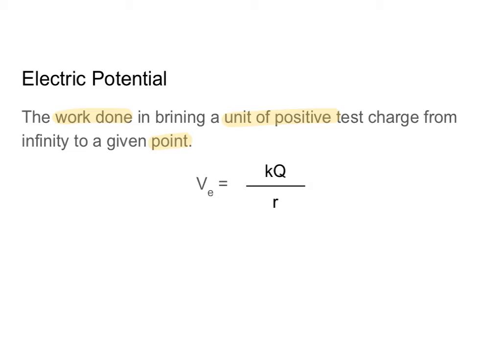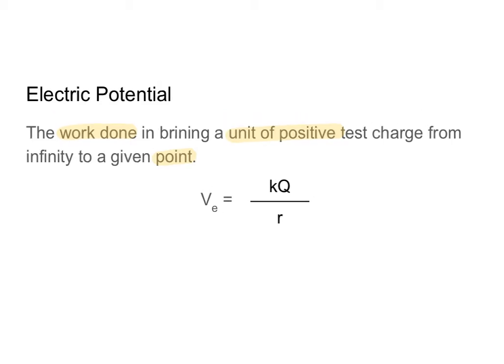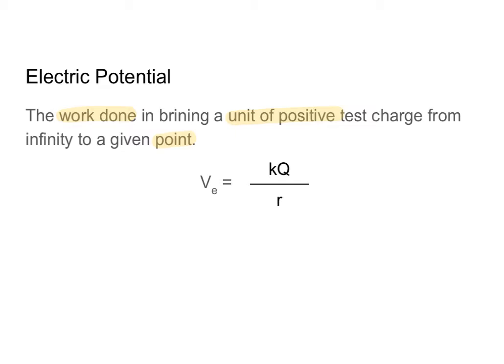So let's talk about the equation here. We have our VE, which is going to be our electric potential, and that is going to equal KQ over R. K is the same as it always is, 9 times 10 to the 9th. I'm not going to put in all the units because, quite frankly, there are a lot of them, and we're not going to worry about them right now. Second, we're going to add in Q, which is our charge in coulombs. And then finally, we have R, which is the distance we are from our point charge.